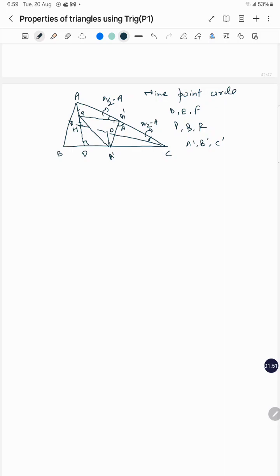So this angle is 90 degrees. So B prime lies on the circle PDA prime. Similarly, C prime lies on the circle PDA prime.